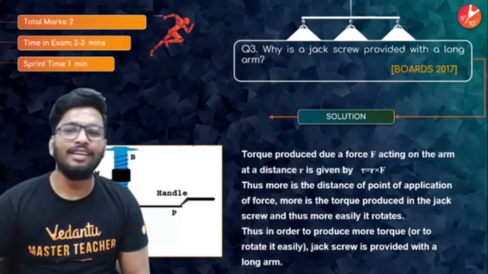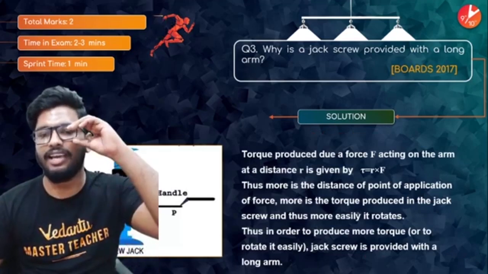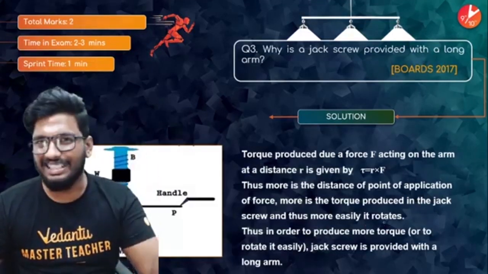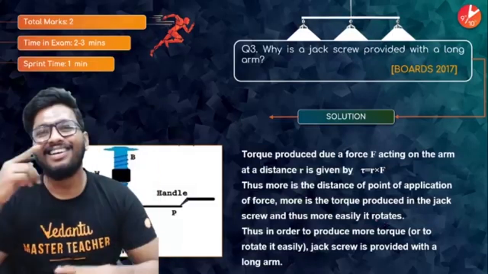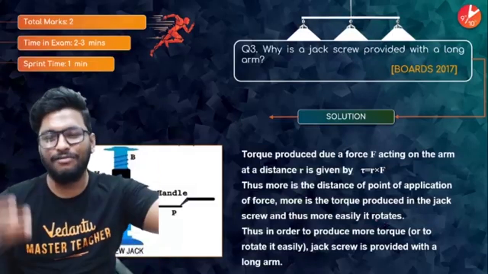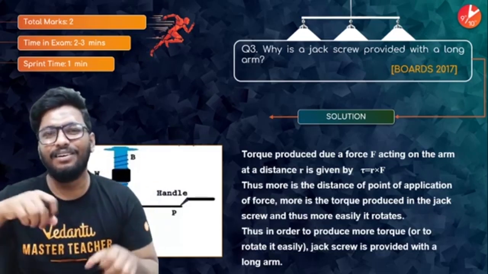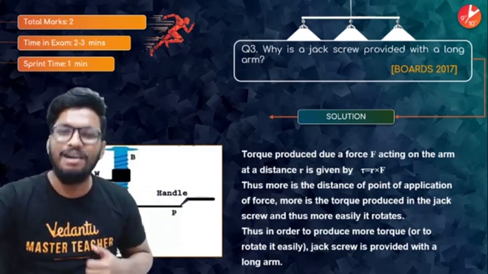You can download the notes again. So the more the distance from the point of application of the force, more will be the torque produced on the jack screw, and thus it's easier to rotate. Sorry about that. So it'll be much easier to rotate. So for the same effort, you'll be getting more turning effect, and that is why you're given a longer arm for that, right? Moving on to the next question.